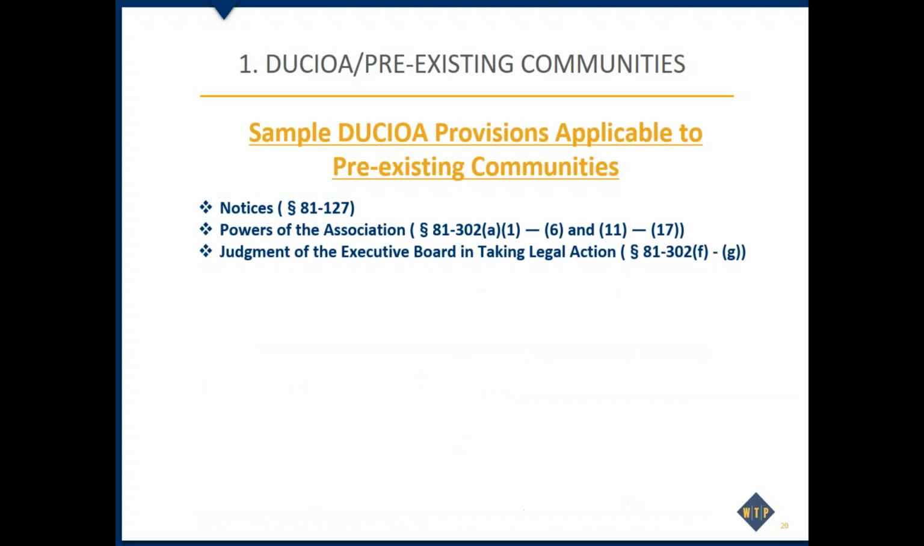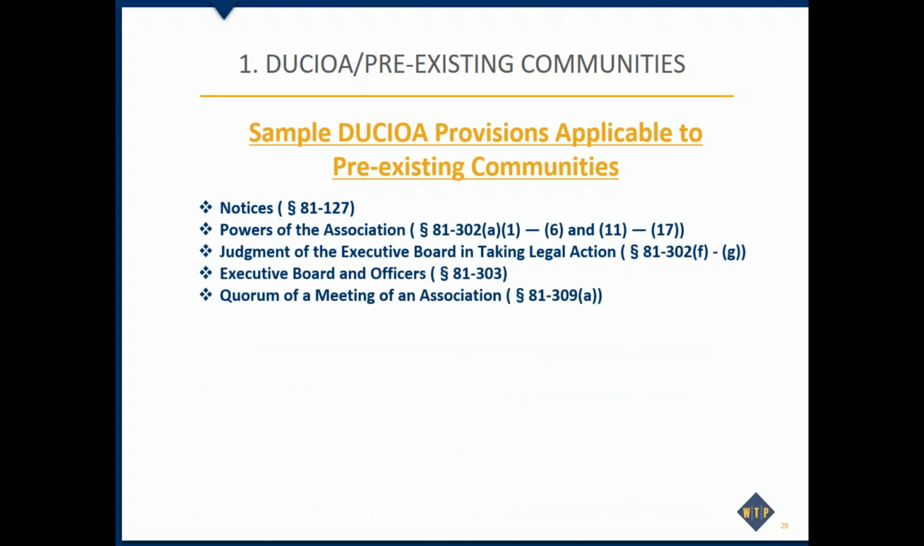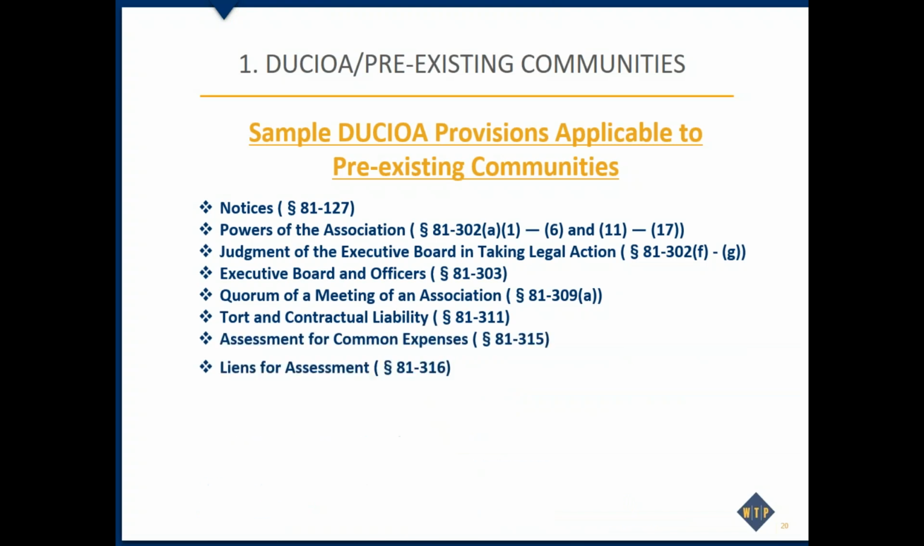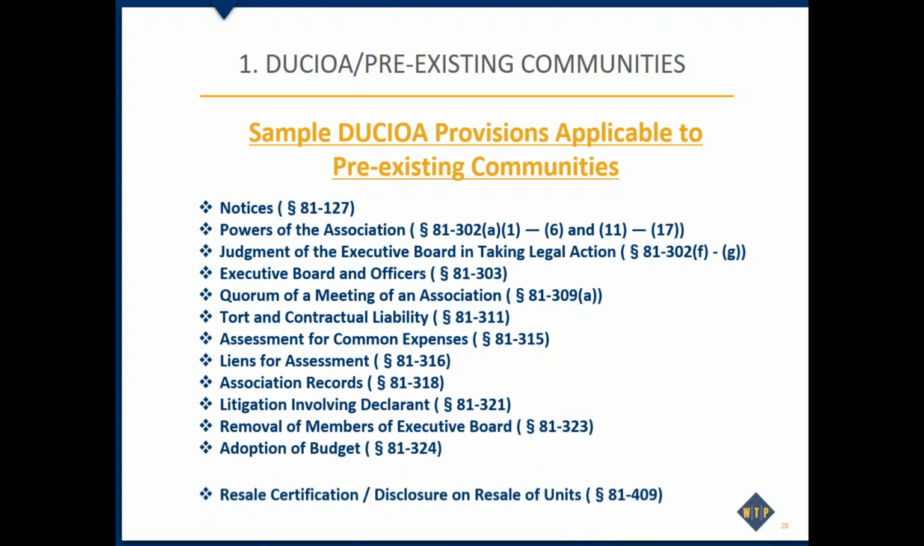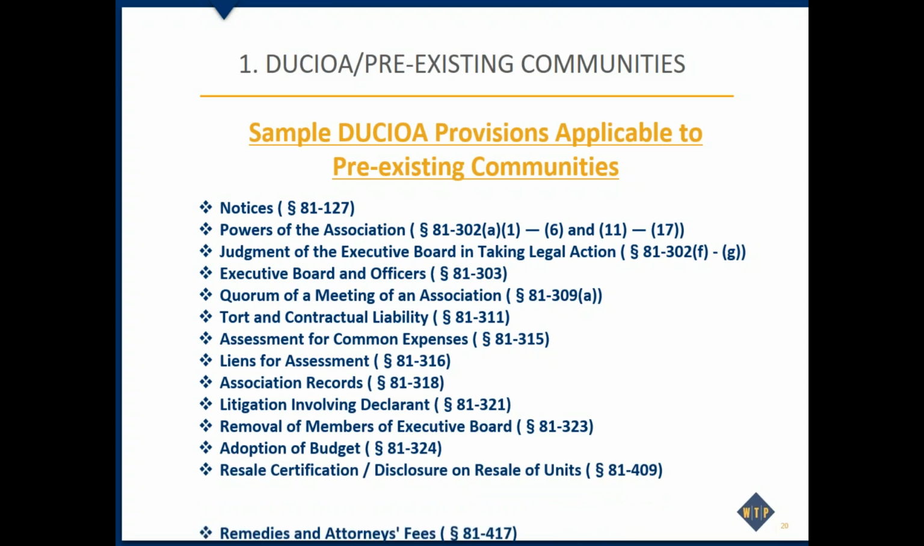Notice is one of those. I mean, how do we give notice for meetings? Powers of the Board of Directors, Section 302 is there. Judgment of the Executive Board, Section 302. One of the more controversial provisions is in 303, which deals with when, under developer control, boards of directors have to switch from declarant-controlled members to homeowner members. So these are some of the kinds of things that now apply to the pre-existing communities. And that's just the list.